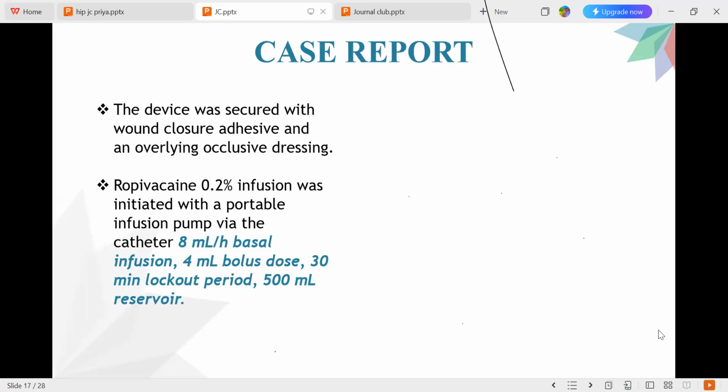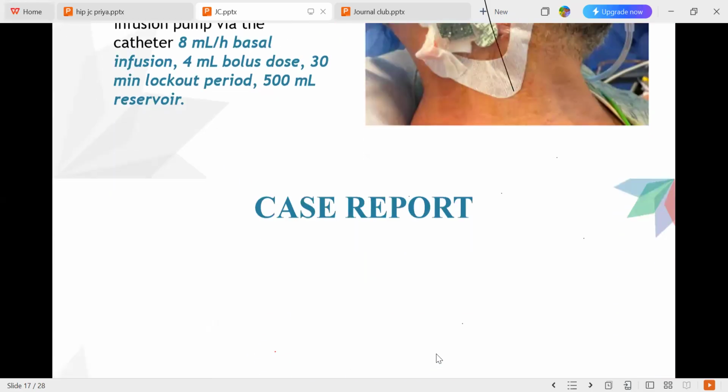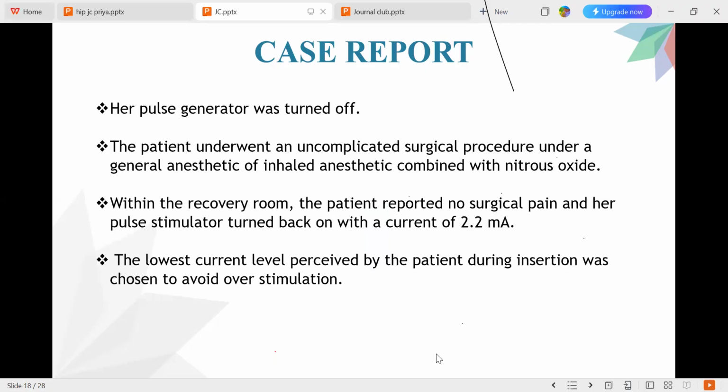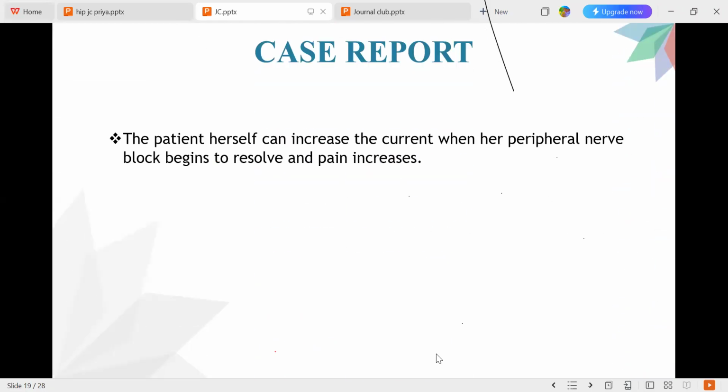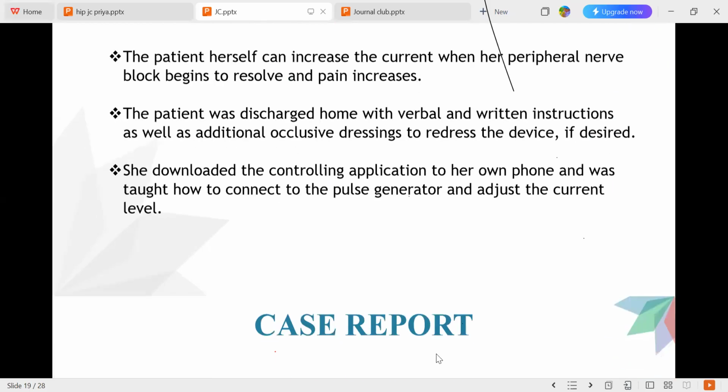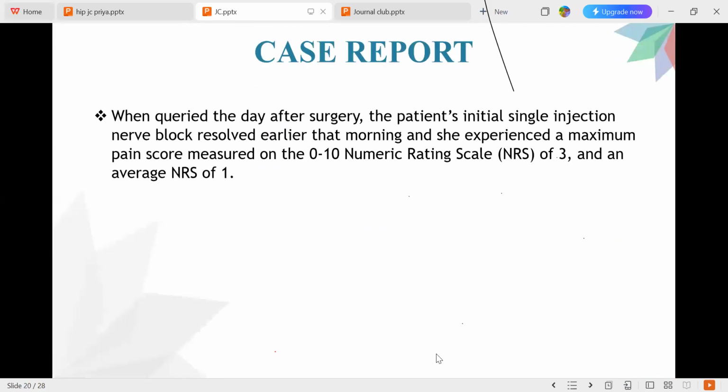Yes, sir. And then the next day, when the paragraph starts, they queried the patient. The initial single injection resolved earlier that morning. How do you do that? Now, for 3 days, they have given an infusion, isn't it? They have mentioned that the single injection block which was given resolved the next day early morning. I don't know how they had assessed that.